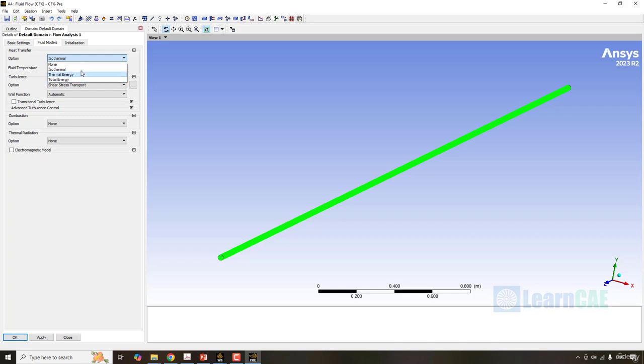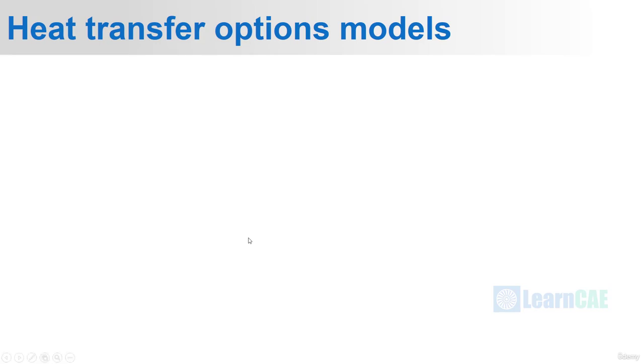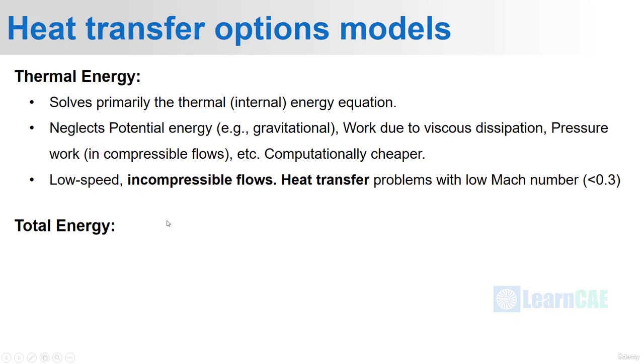We shall quickly see what is the difference between thermal energy and total energy here. There are two options for heat transfer in CFX. One is thermal energy and the other one is total energy. In thermal energy, it solves primarily the thermal, that is internal energy equation, and it neglects the potential energy or the work due to viscous dissipation or pressure work like compressible flows, and it is computationally cheaper. It is commonly used for low speed incompressible flows and heat transfer problems with low Mach number, that is less than 0.3, can be used under thermal energy.